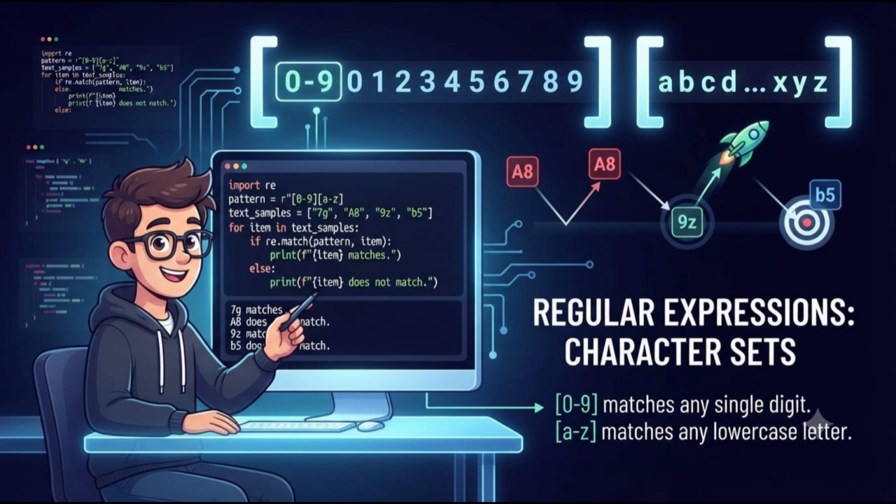What if we want to check for groups of characters instead of single words? We use square brackets, called a character set. Writing 0 to 9 tells Python to look for any single digit between 0 and 9. Similarly, writing a to z matches any lowercase letter from a to z. This allows us to build flexible rules for mixed data fields like serial numbers, codes, or custom user tags.